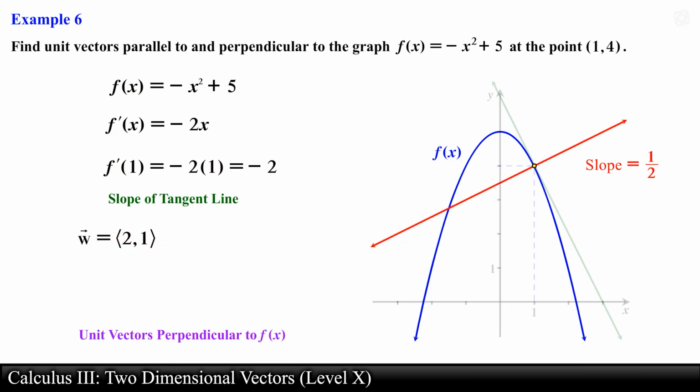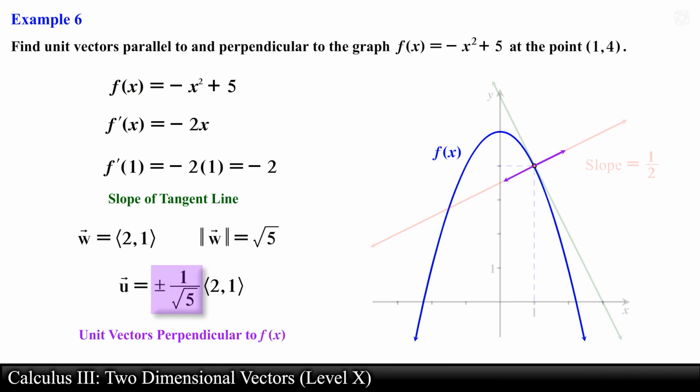Now, let's normalize this vector, so we find the magnitude of this vector, which is equal to the square root of 5. And then we divide each of the vector's components by this scalar. Once again, notice that there are two unit vectors that are perpendicular to this function at the given point. So we need to multiply the components by positive and negative 1 over the square root of 5. Alright, in our next video, we will go over some common applications that make use of vectors.